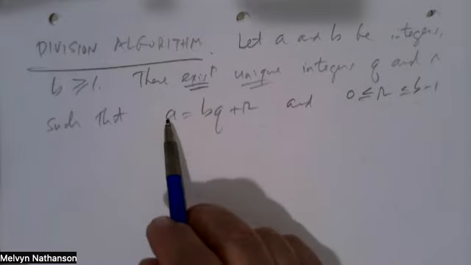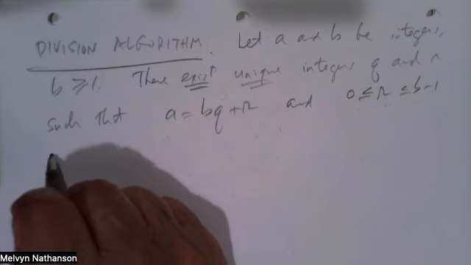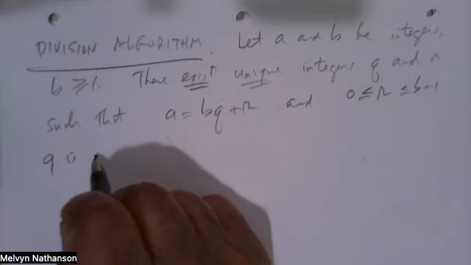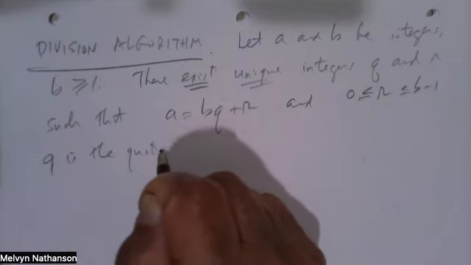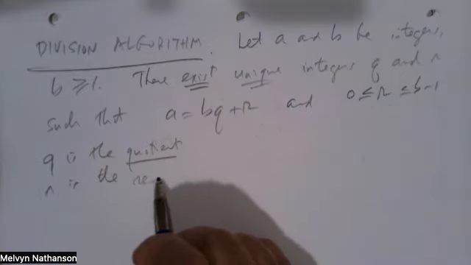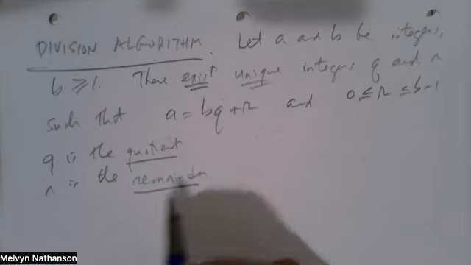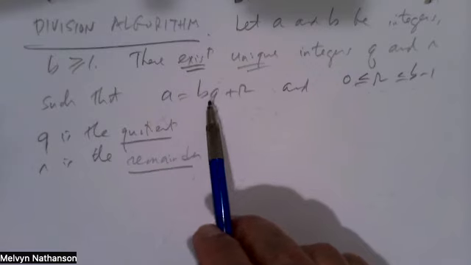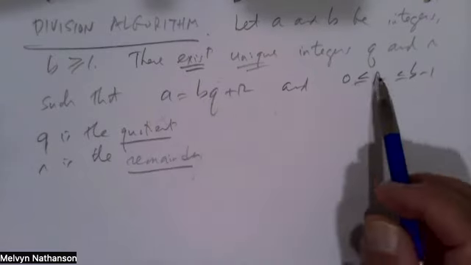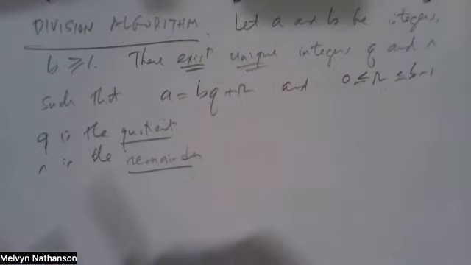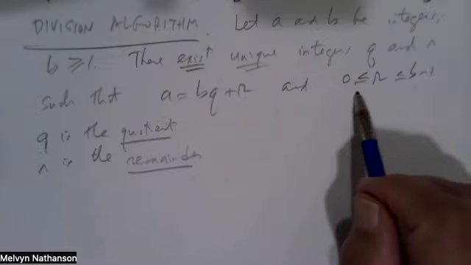So this says if you divide A by B, Q is called the quotient, and R is called the remainder. So if you divide A by B, you get a quotient Q and a remainder R. And remember, the only thing that has to be positive is what you're dividing by, this number B. And your remainder is between 0 and B minus 1.